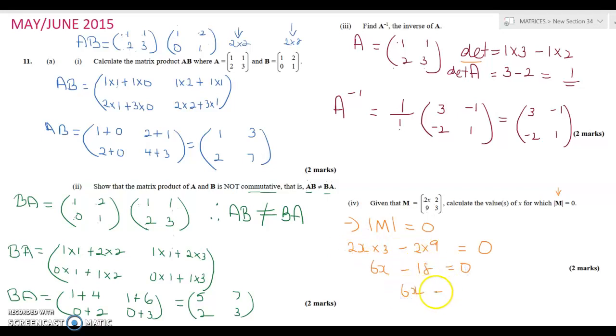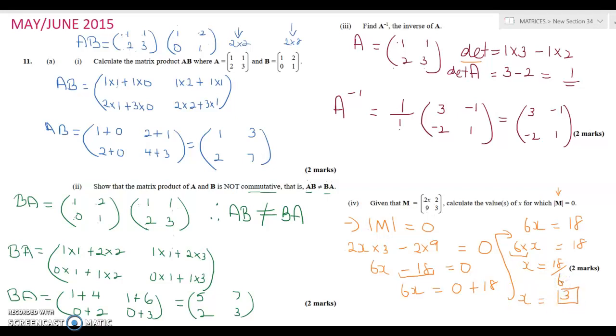So 6x is equal to, opposite of taking away 18 will be adding 18. I'm just going to come across here. So 6x is equal to 18, right? 6x is the same as 6 times x equals 18. So x is 18 divided by 6, opposite of multiplying by 6 is division by 6. So x is 3, and that's the answer there, right?